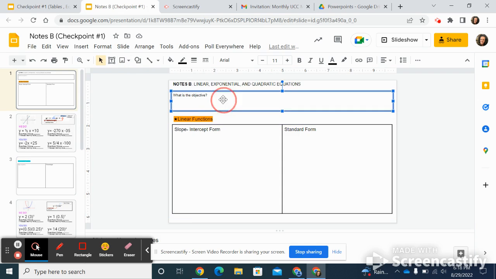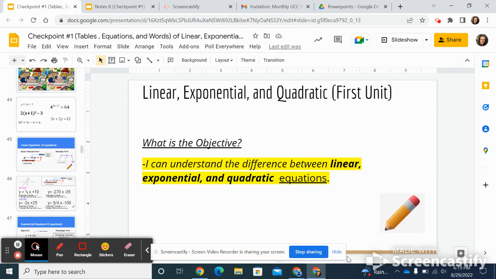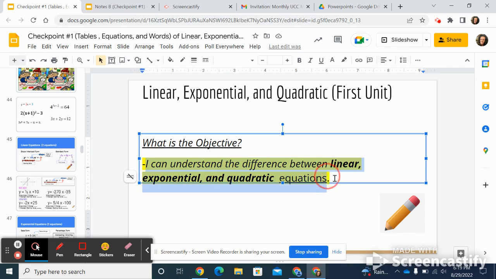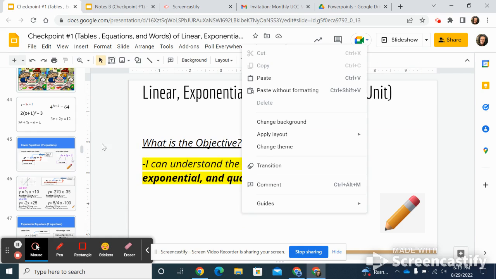So to fill out this first box for what is the objective, what's our goal here, I'm going to show you the objective. It is on my screen right now. You can just pause this video, go ahead and copy this yellow sentence into that objective box. So we'll start there.